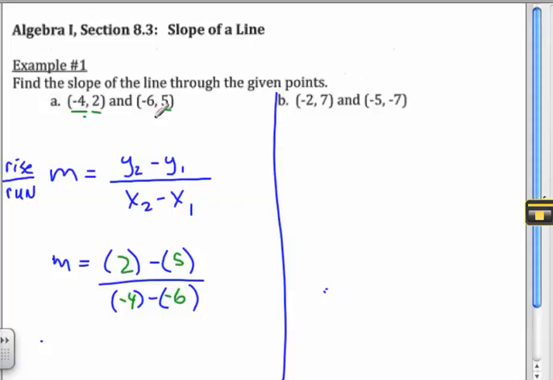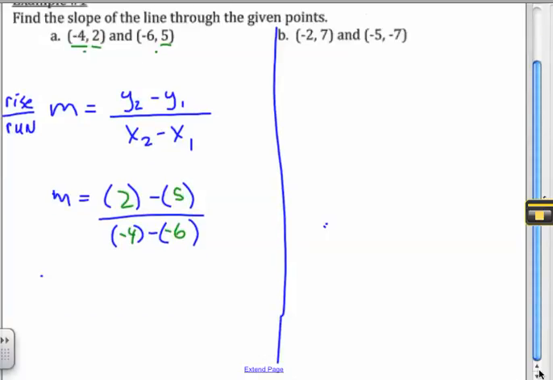Okay? And then all I do is subtract and simplify. So let's see. 2 minus 5 is -3. -4, that turns into a plus 6. So that's -3 over positive 2, and that's already reduced. So our slope is -3 over 2. But I see that there's a question here. Jumbo, did I mess something up?